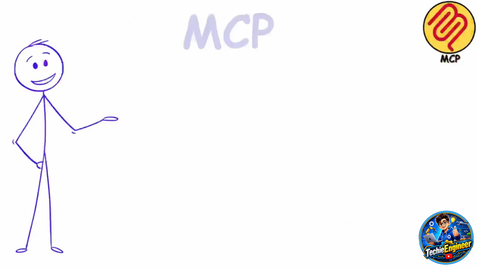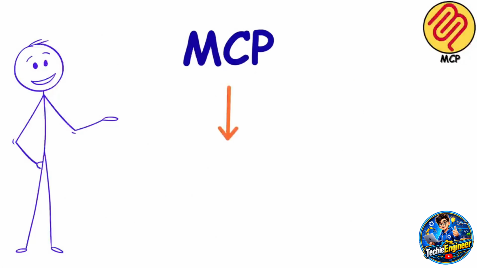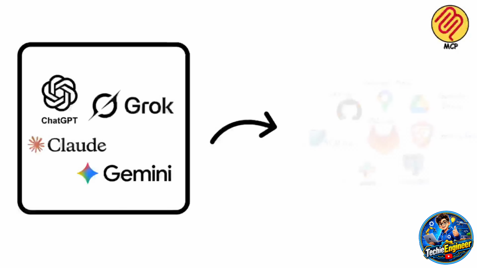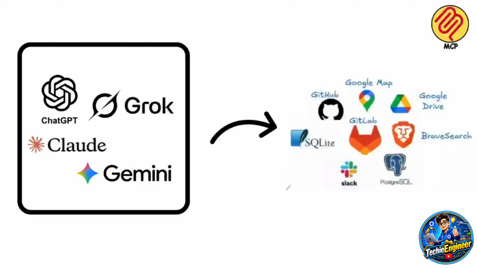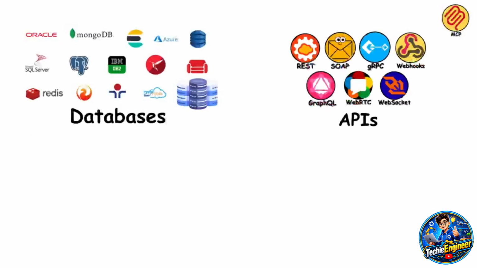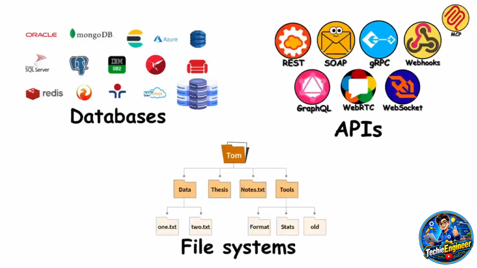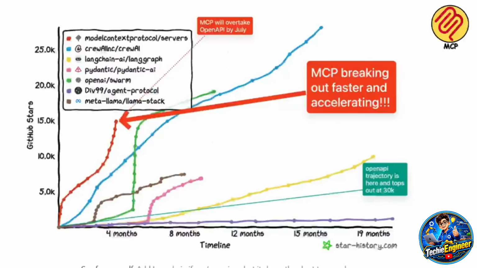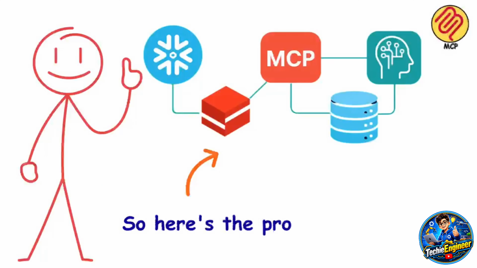MCP Server, MCP, or Model Context Protocol, is a standardized way for AI models to connect to external data sources and tools, like databases, APIs, or file systems. This thing just came out in late 2024, and it's already making waves in the AI world. So here's the problem it solves.